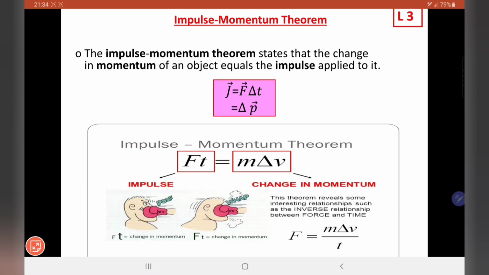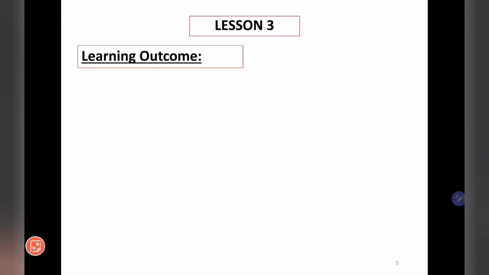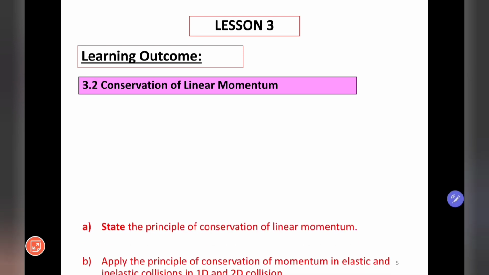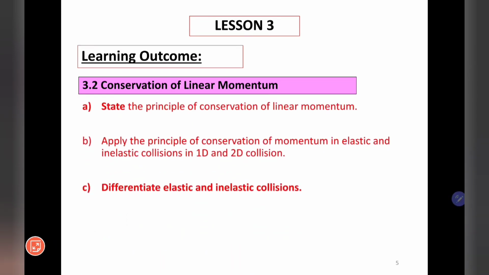Let's continue with the second subtopic. The topic is conservation of linear momentum, and according to the learning outcome, students should be able to state the principle of conservation of linear momentum. So what is the principle? Second, apply the principle of conservation of momentum in elastic and inelastic collisions in one dimension and two dimension collisions. So there are two different types of collision to be understood here. And lastly, differentiate elastic and inelastic collision.